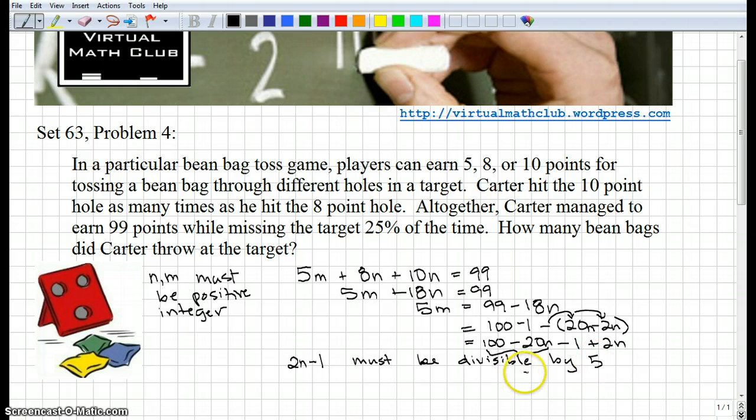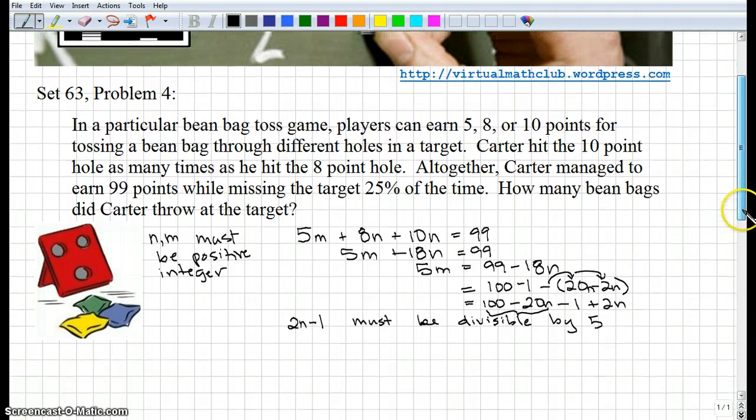Okay, and that's a little easier to work with, rather than this 99 minus 18n. So what I'm going to do is create a little table. Let me scroll down a little more, and let's see, where should we put this table? Well, let's put it right here because there's some room. Okay, so I'm going to choose some values of n and see what I get for m.